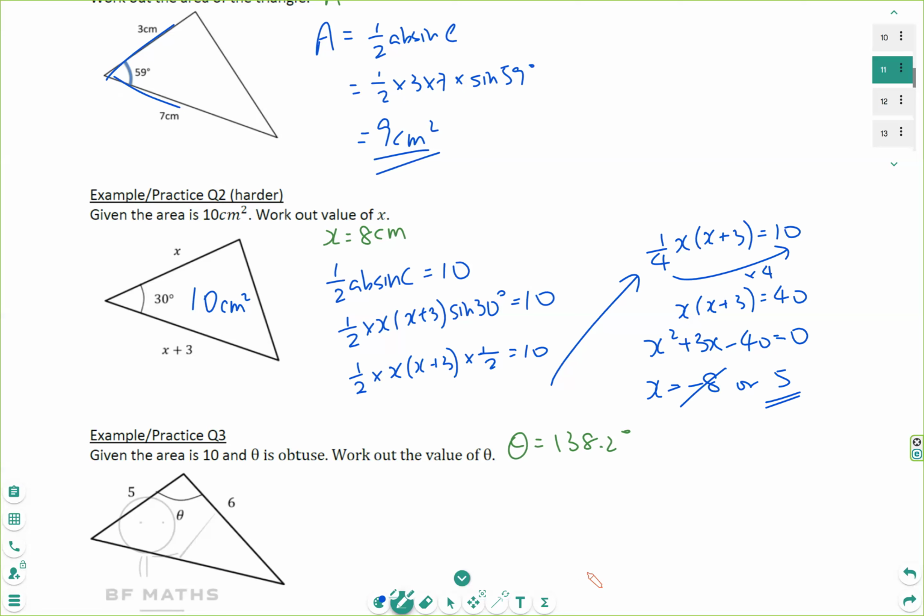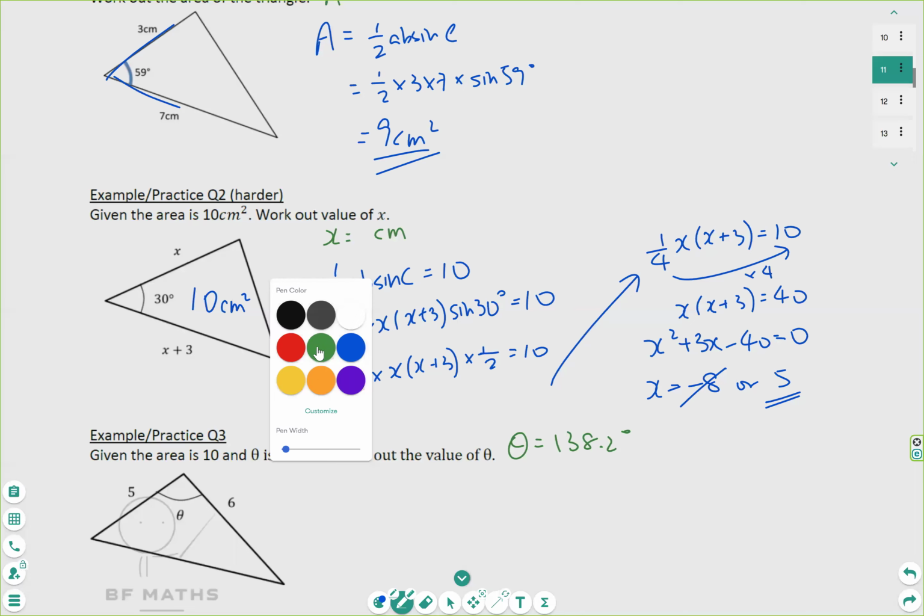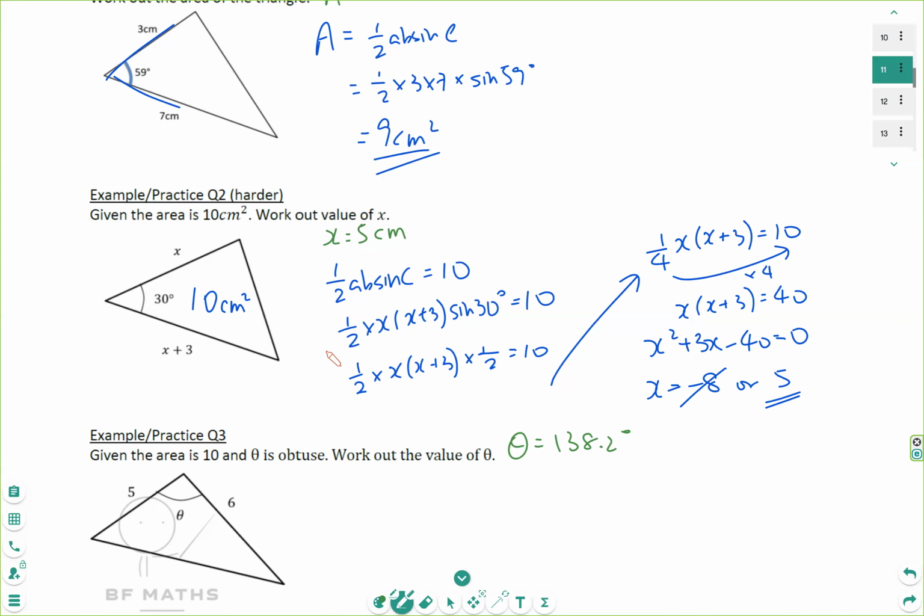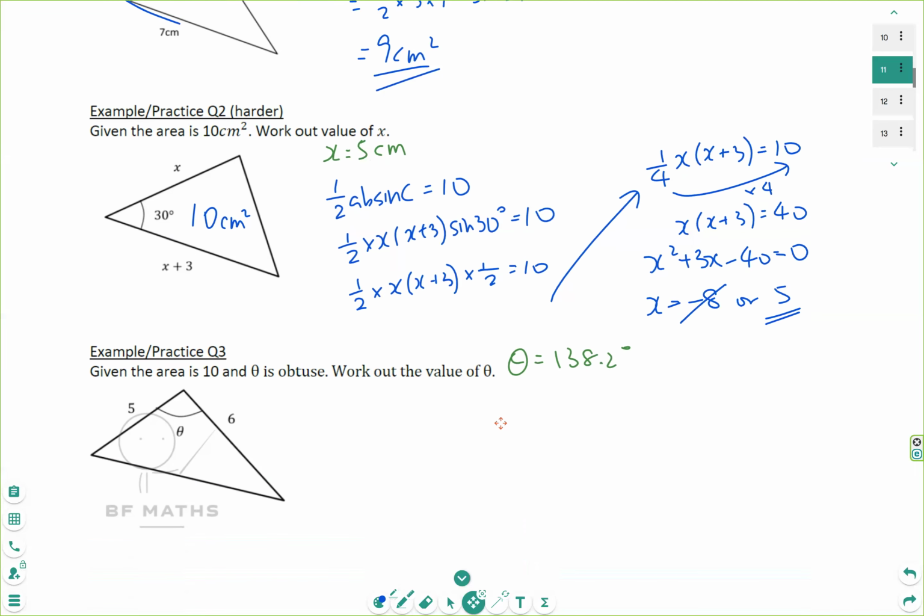Therefore, x equals 5. Oh, hang on. x equals 5. Oh, sorry, my bad. Actually, this was x equals 5. If you got it wrong because of my mistake in here, I'm terribly, terribly sorry. No, I'm just kidding. I'm not.